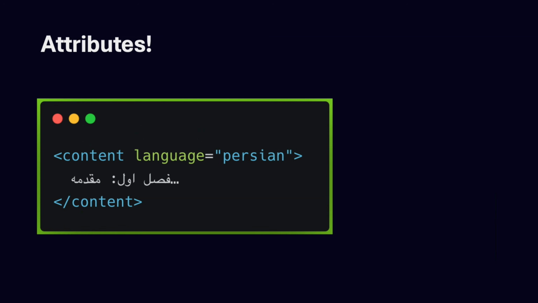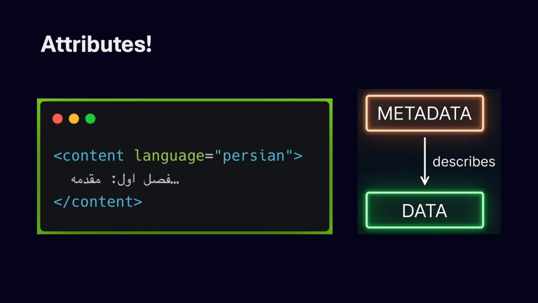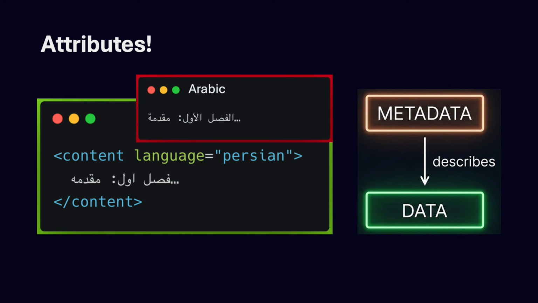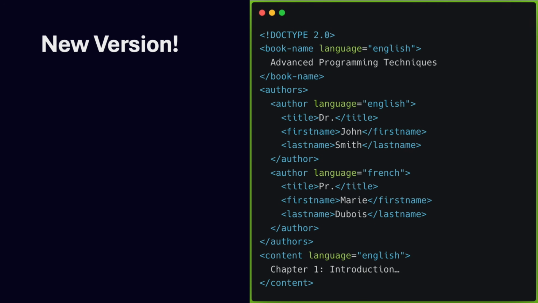Notice that attributes don't change the content itself. They just provide additional information about it. The Persian text is still Persian text, but now I know it's Persian without having to guess between Persian and Arabic. Well done! Here's an example of our enhanced format with both lists and attributes. Notice that I bumped up the version to 2.0 since we have added new capabilities.